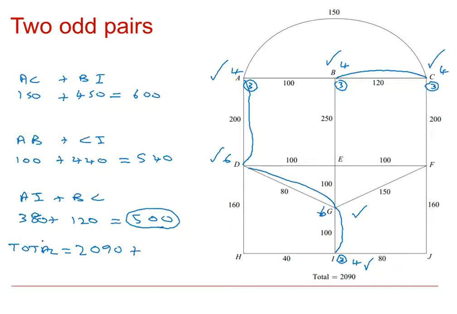So we now get the total weighting as the original 2090 plus we need an extra AD and an extra DG and an extra GI and an extra B to C. So this problem will be traversable with a solution, adding it all up, of 2,590.